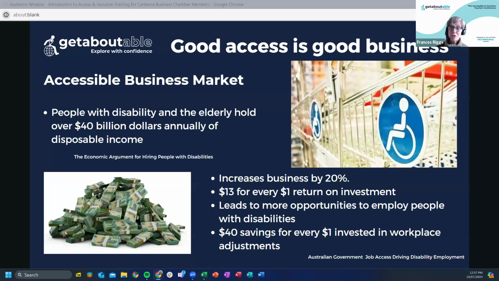Besides the financial and even greater social benefits, improved accessibility and inclusion can give your business a competitive edge in the marketplace. Does anybody have any questions there? Or comments?